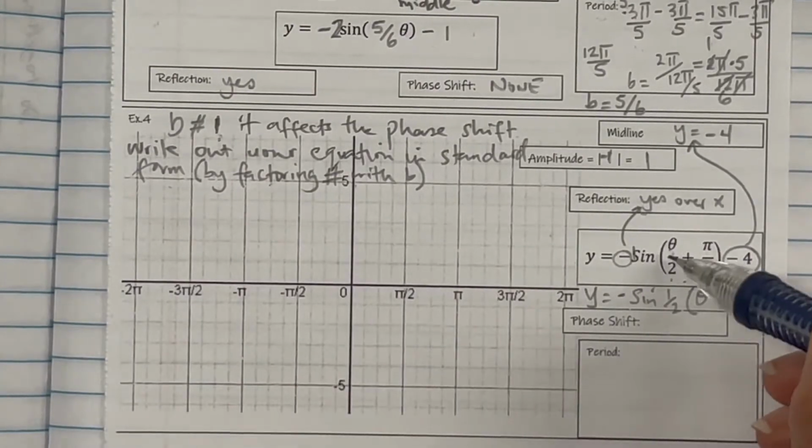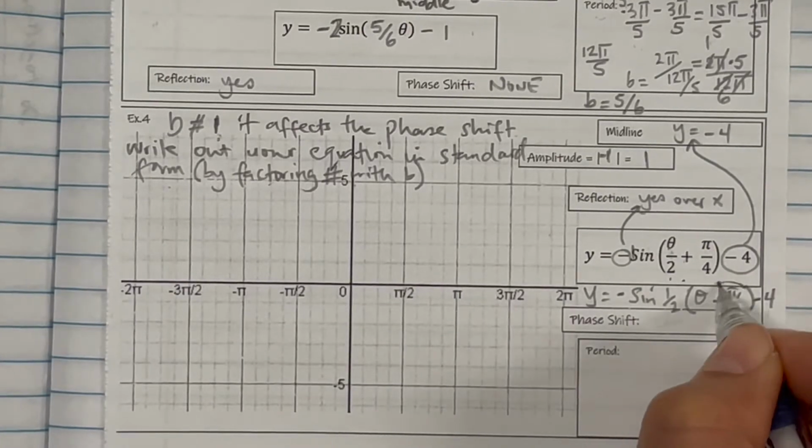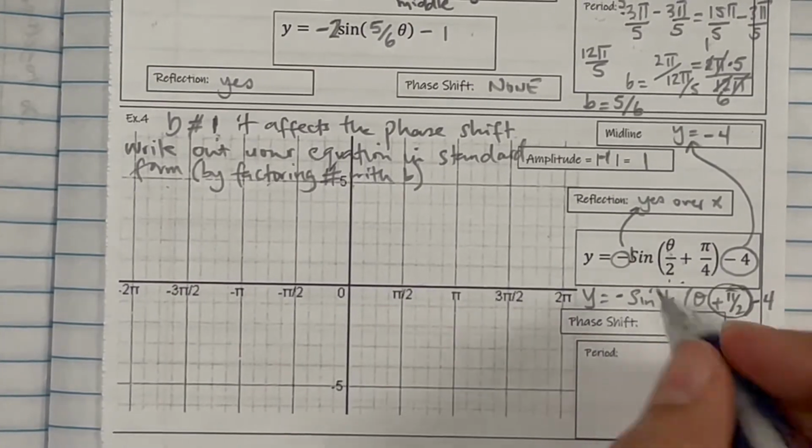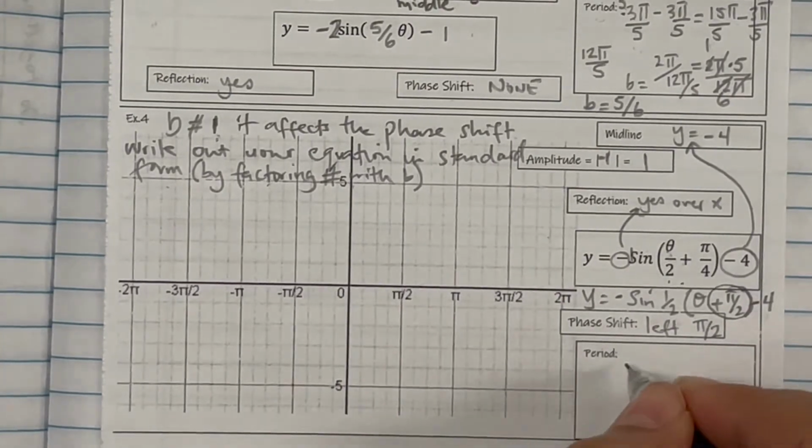So when we talk about the phase shift, you first have to make sure b is equal to 1. Very, very important. All right, so now that we have that, it looks like it's plus pi over 2. What does that mean? Left pi over 2, left 90 degrees.